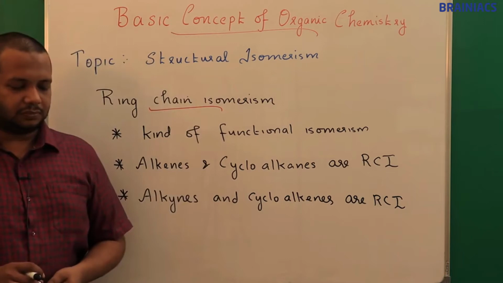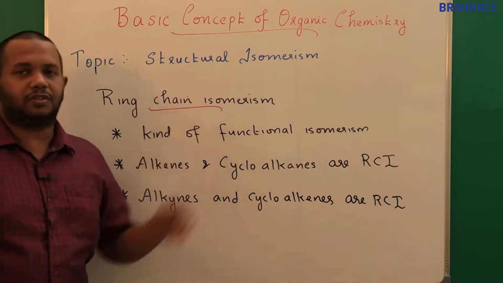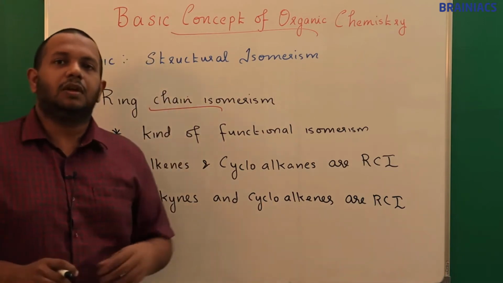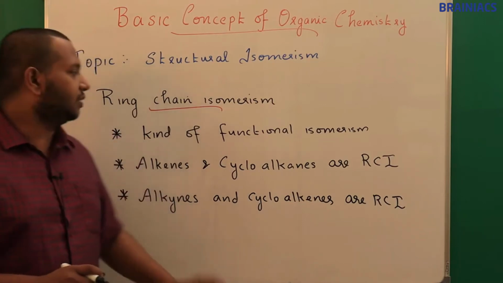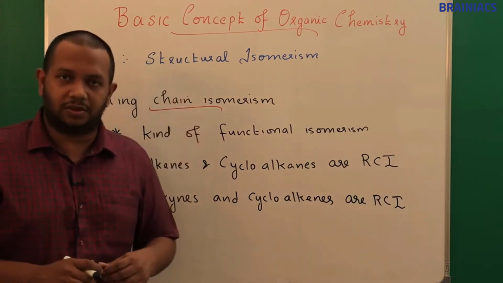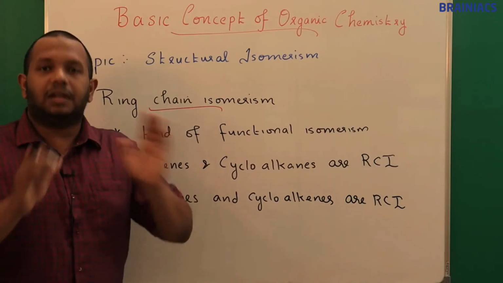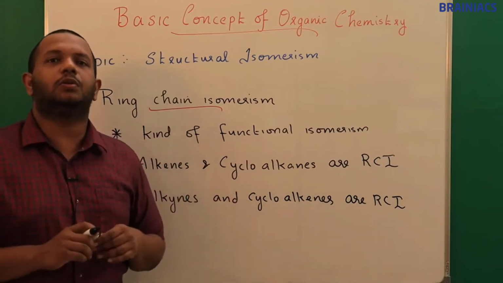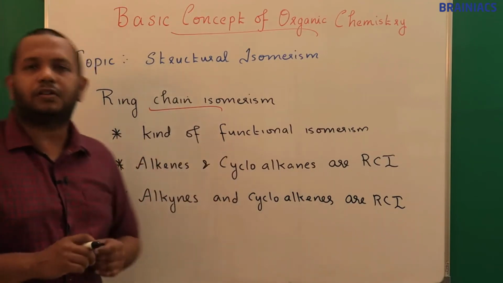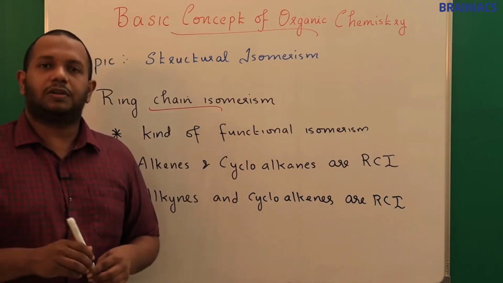As I told, ring chain isomerism is a special kind of functional group isomerism. So in the options, if ring chain isomerism is there, always go for ring chain isomerism if two structures are given. But if it is not present in the options, then give priority to what? Functional group isomerism. I hope it is clear for you.